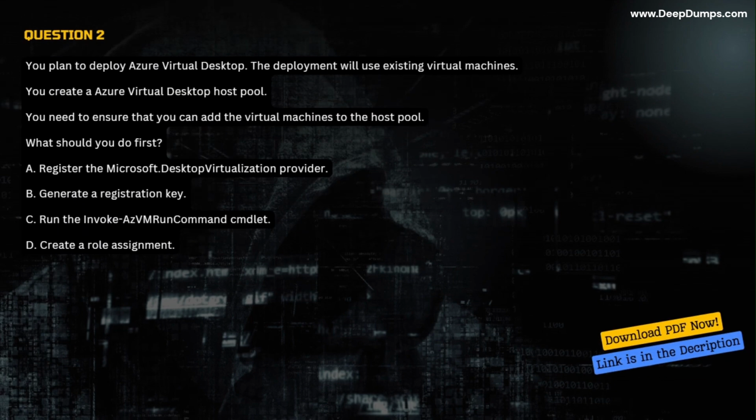Question 2. You plan to deploy Azure Virtual Desktop. The deployment will use existing virtual machines. You create an Azure Virtual Desktop host pool. You need to ensure that you can add the virtual machines to the host pool. What should you do first? A. Register the Microsoft.DesktopVirtualization provider. B. Generate a registration key. C. Run the Invoke-AzVMRunCommand cmdlet. D. Create a role assignment.